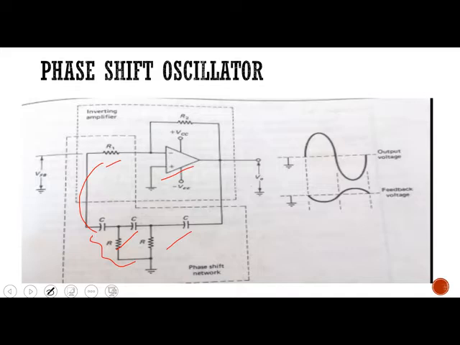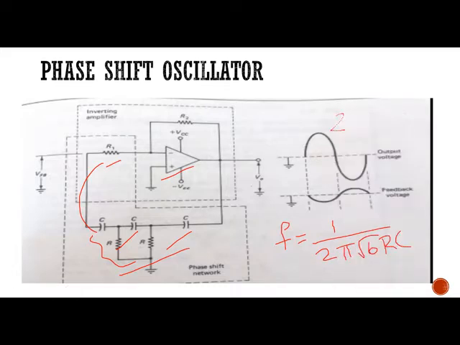So the first condition for the Barkhausen criteria, which is 360 degrees, is obtained from the inverting amplifier as well as the feedback network. The frequency of these sustained oscillations is given by f equal to 1 by 2 pi root 6 RC. It is decided by the feedback network. At this particular frequency, the gain of the op-amp should be at least 29, so that it satisfies the second condition of the Barkhausen criteria, which is A into beta equal to 1.